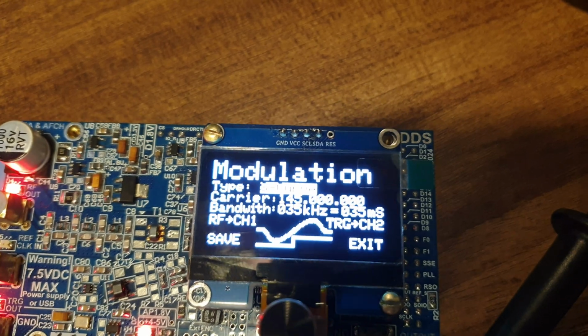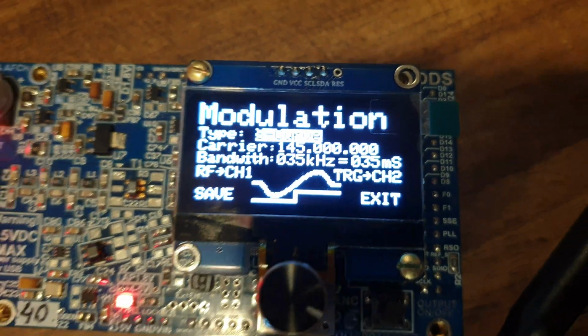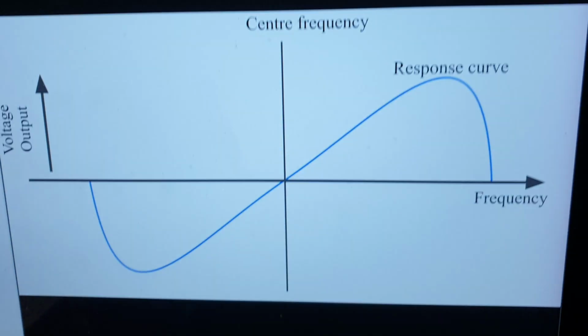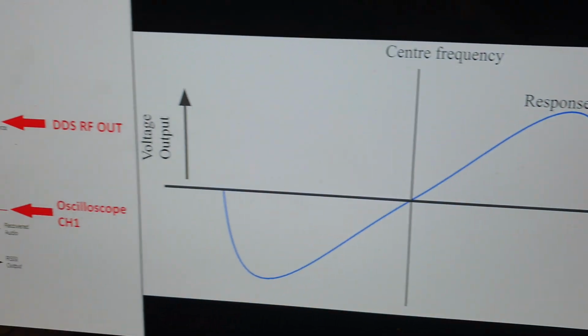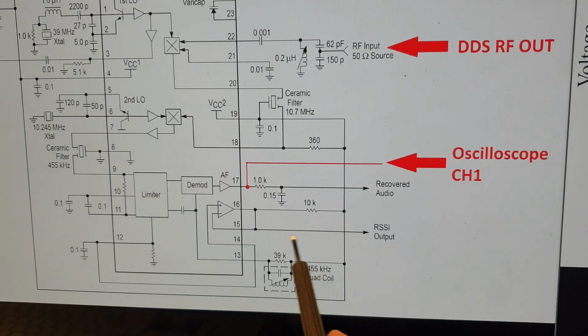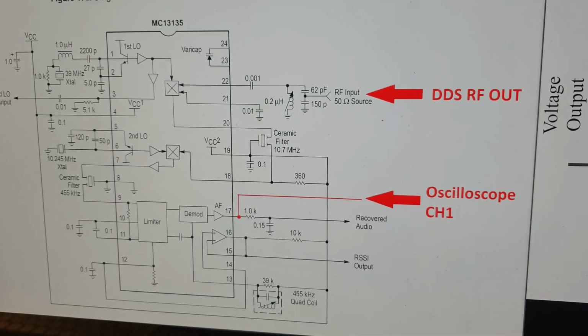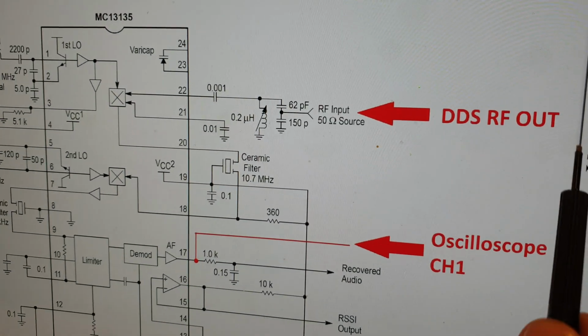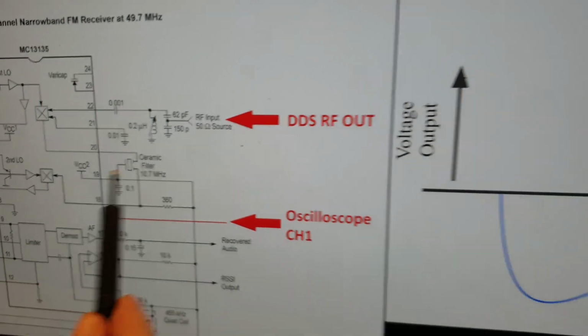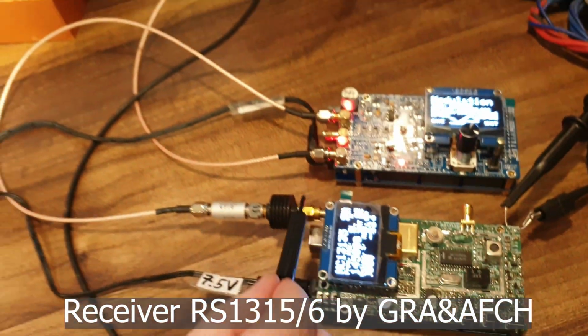Another new mode that ham radio enthusiasts will appreciate is the S-curve mode. This mode is essential for optimal tuning of a quadrature coil or for testing a ceramic discriminator in an FM detector. To use this mode, you need to connect the RF output to the receiver input through a 70 decibel attenuator.